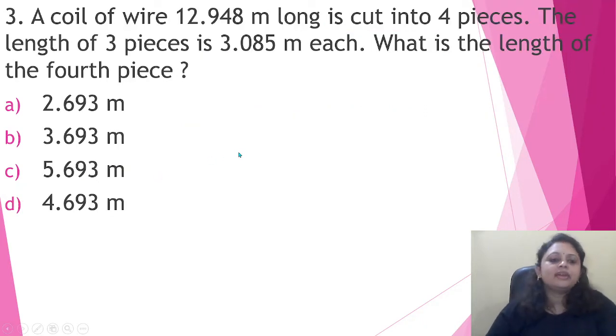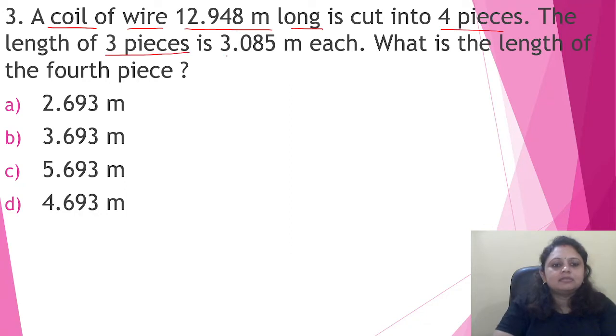A coil of wire 12.948 meter long is cut into 4 pieces. The length of 3 pieces is 3.085 meter each. What is the length of the fourth piece? Option A 2.693 meter, B 3.693 meter, C 5.693 meter, D 4.693 meter. So in the question it is given that a coil of wire 12.948 meter long is cut into 4 pieces, and the length of 3 pieces is 3.085 meter each. We have to find the length of the fourth piece.